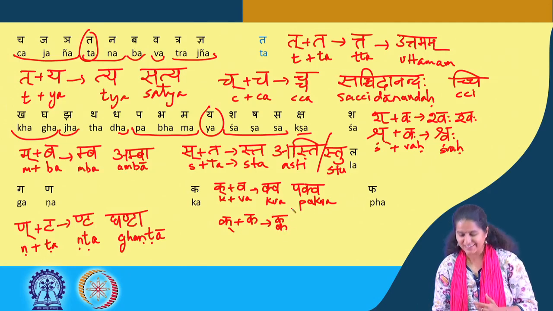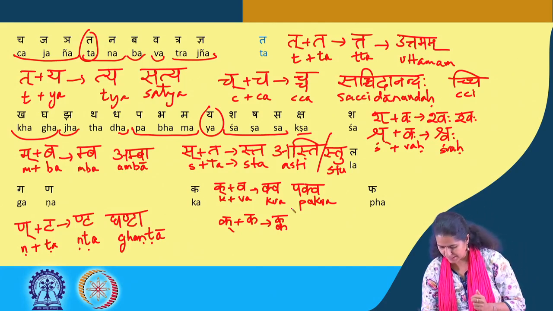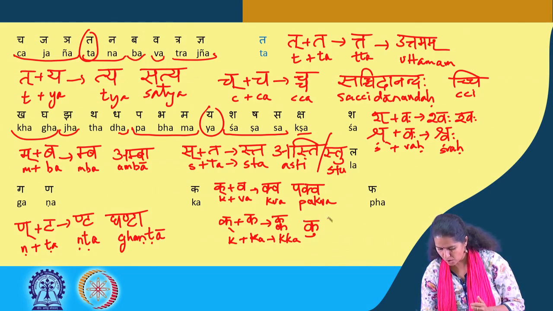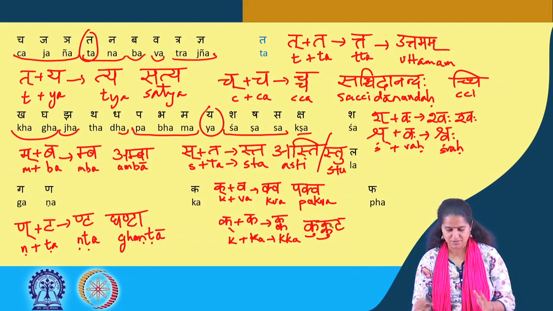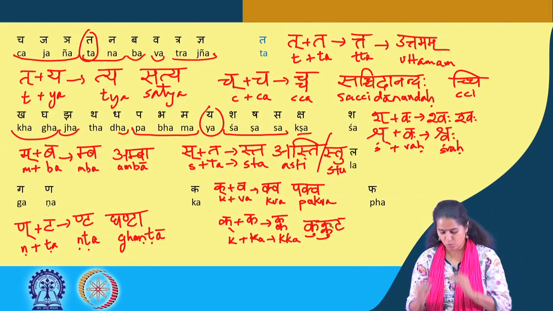It becomes like that. Kukkuta, for example. So, k plus k becomes kk, and you have the word kukkuta, meaning the cock. So as you can see, I've just written it in the root form here.